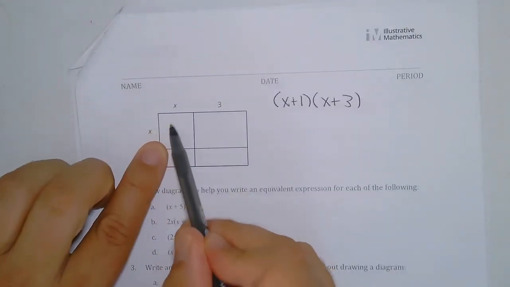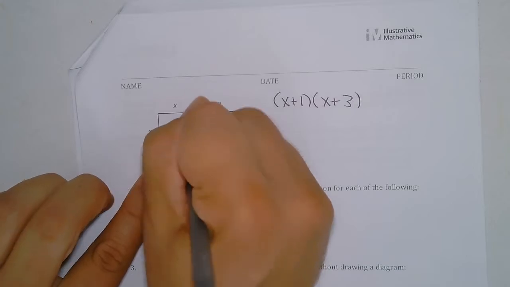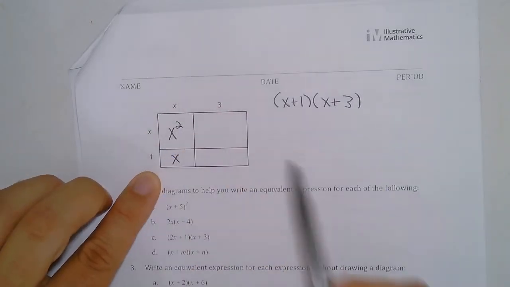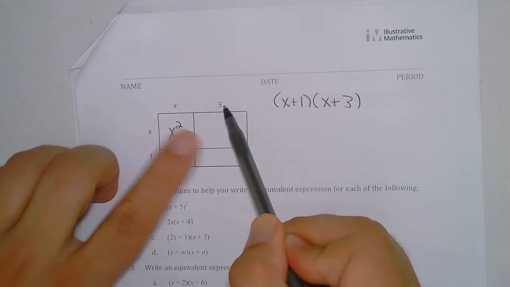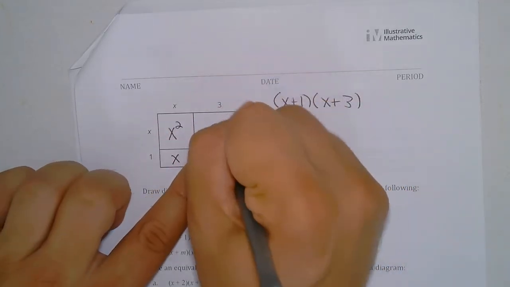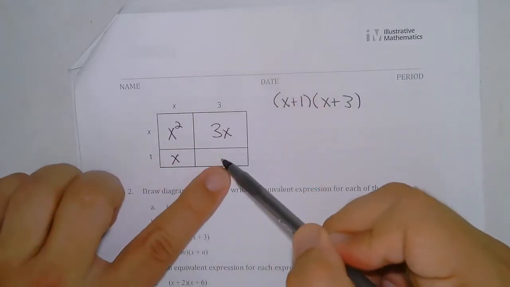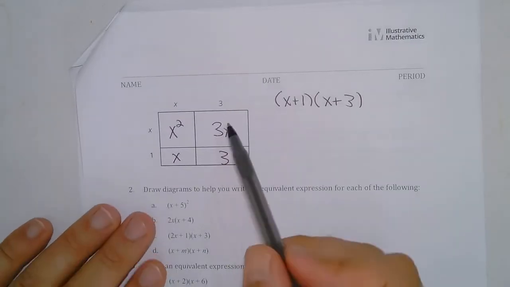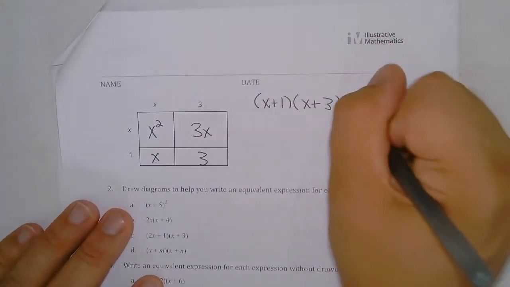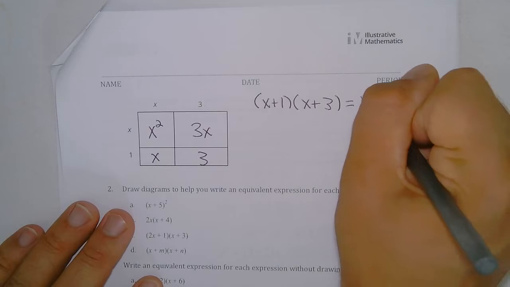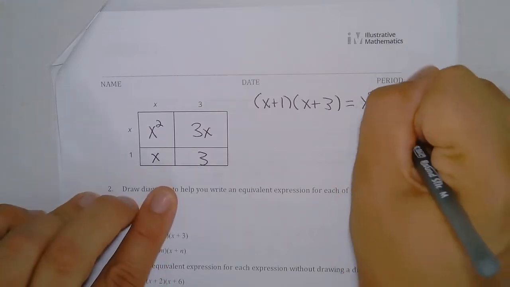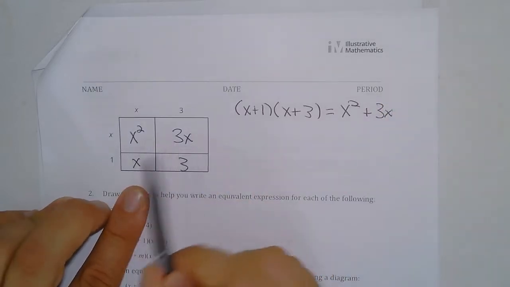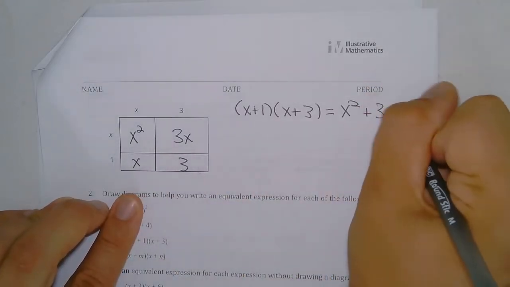So if I multiplied here, x times x would make x squared. 1 times x just makes 1x or x. Here we have a rectangle that's 3 by x, or 3x. Then this rectangle is 3 by 1, so it would make 3. So on the inside here, this would equal x squared plus 3x, and then plus x, and then plus 3.